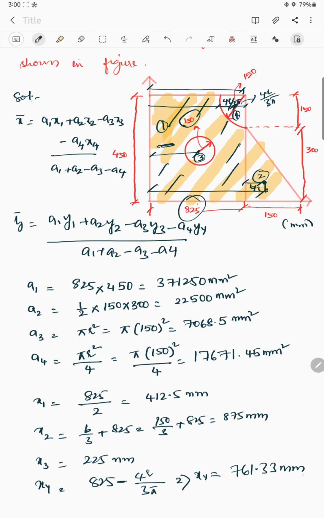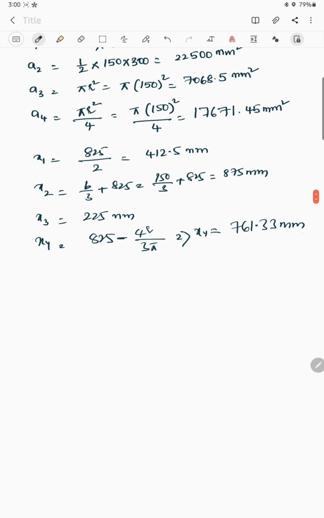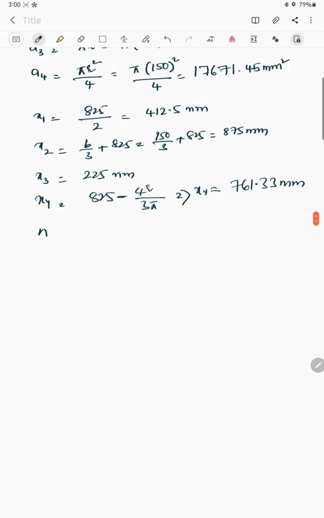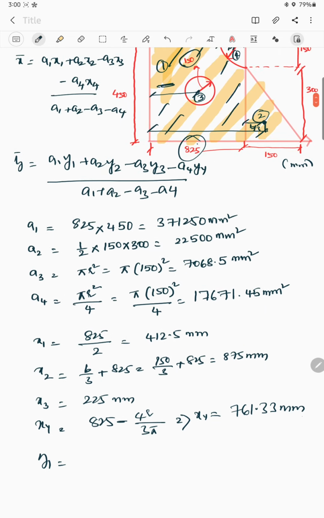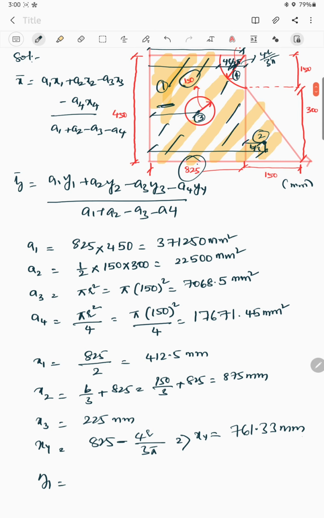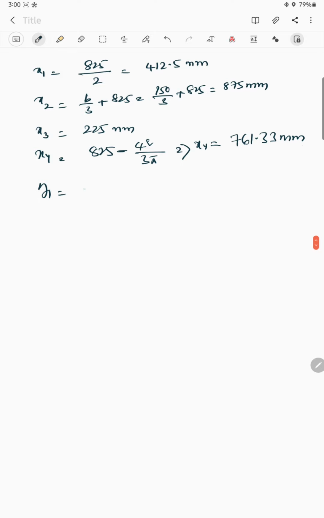761.33 mm. Okay, this is the value. These are the values for x1, x2, x3 and x4. Now we'll go for y1. How to calculate y1? See here, the height is 450. So what will be this distance? 450 by 2, 450 whole divided by 2, which is equal to 225 mm.